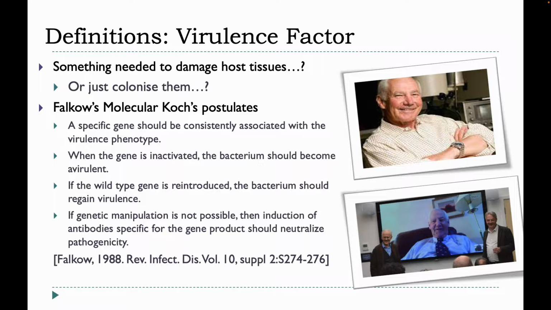And I mentioned Stan Falkow's molecular Koch's postulates, often now called Falkow's postulates, where he says a specific gene should be consistently associated with the virulence phenotype. When it's inactivated, the bacterium becomes avirulent. If the wild type gene is reintroduced, the bacterium should regain virulence. If you can't do genetic manipulation, and there are still a few organisms where we can't, I mean most organisms we can, then if you can show that antibodies, for example, against that particular factor actually neutralize pathogenicity, that can be a proxy for it.